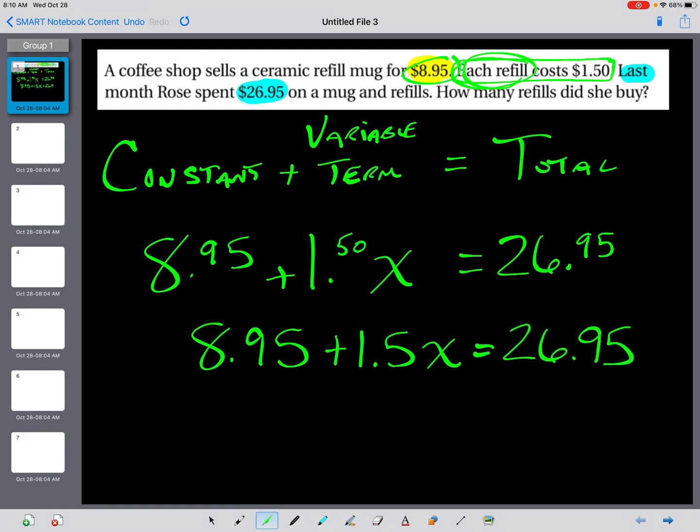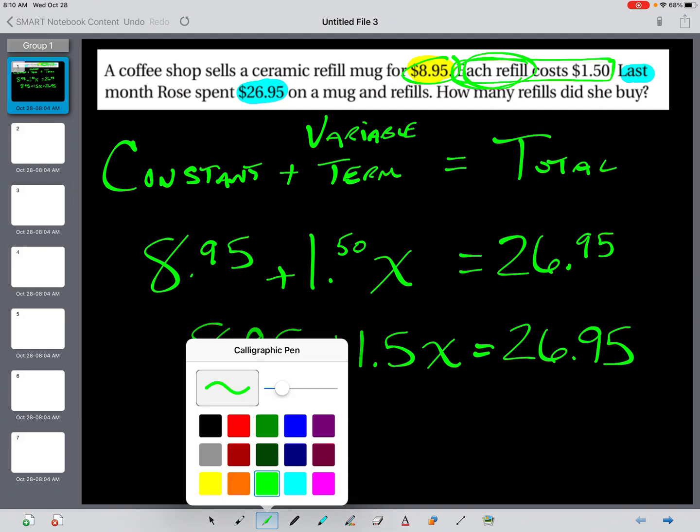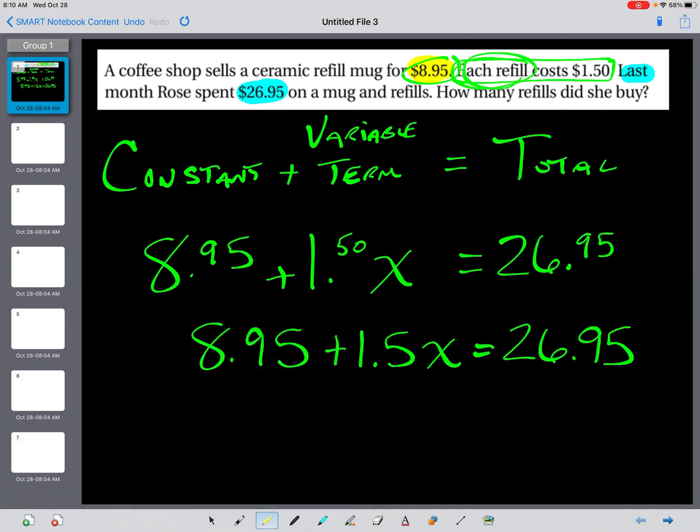So really, what we have is 8.95 plus 1.5x equals 26.95. So there's our equation, and if you read it out, we have the $8.95 up front that we pay for the mug, our $1.50 per refill. So per refill, and that's really what a variable term sounds like. It's usually each or per, and that's a multiplication variable term. And then it all equals the total of what Rose spent in the month, $26.95. And this is how you write equations.